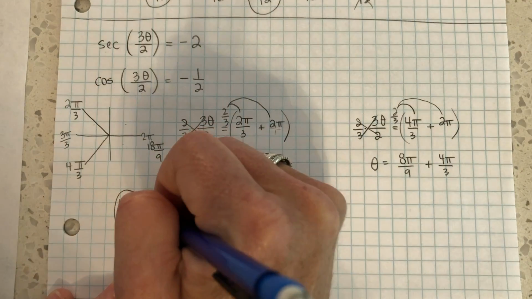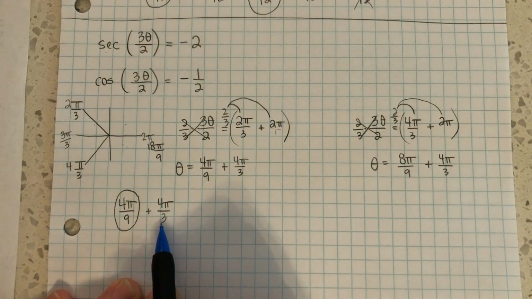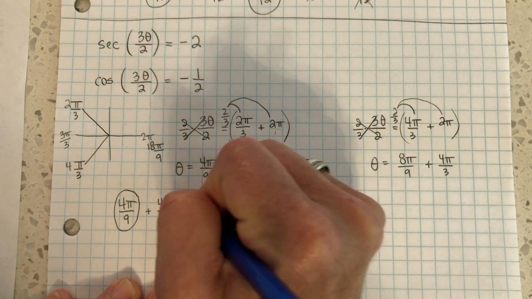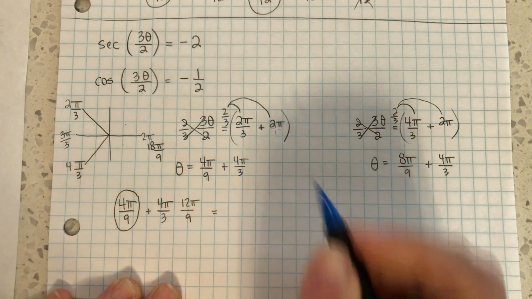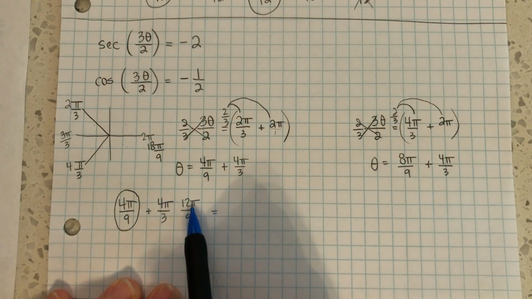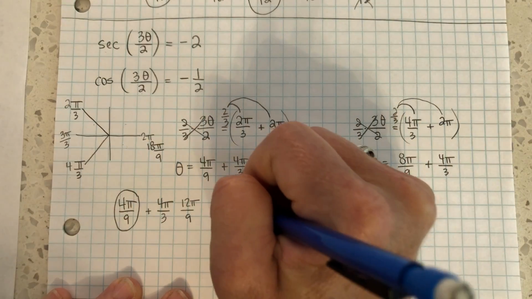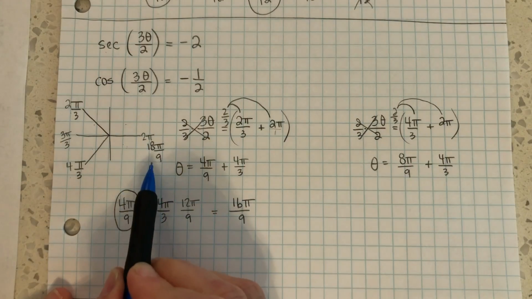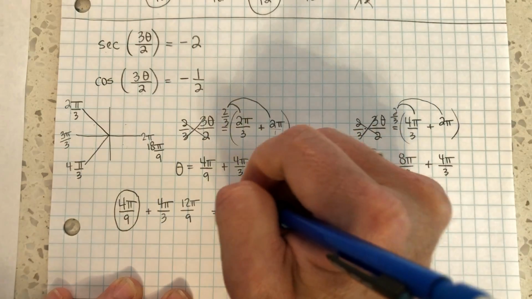All right, so 4 pi over 3. I've got to get a common denominator of 9. So times by 3, that's going to be 12 pi over 9 is what you're really adding to it. So 4 pi over 9 plus 12 pi over 9 is 16 pi over 9.